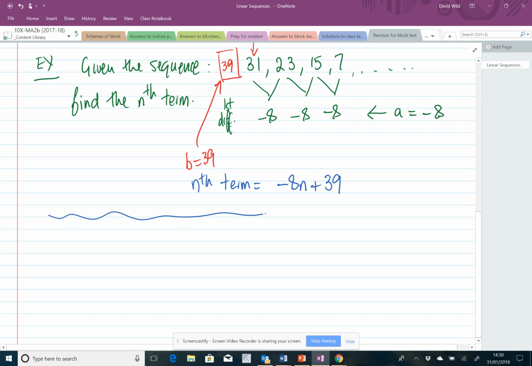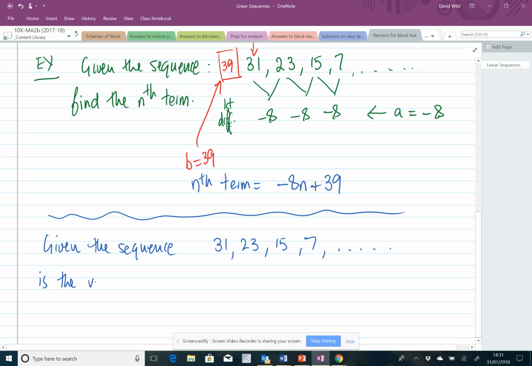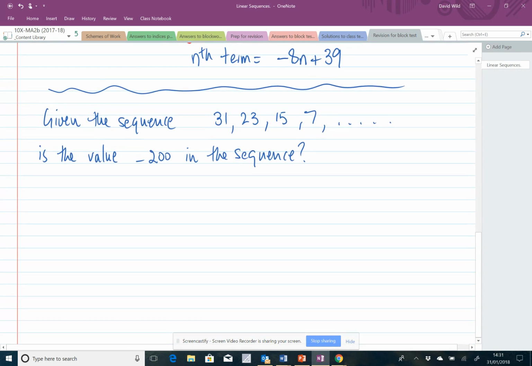Okay, our next example is the following. So given the sequence, we're going to use the same one as before, 31, 23, 15, 7, etc. We can say, is the value minus 200 in the sequence? Now, there are two ways to answer that question.